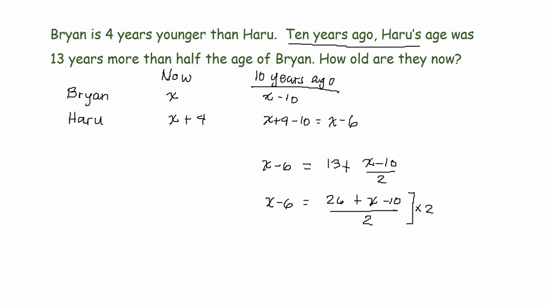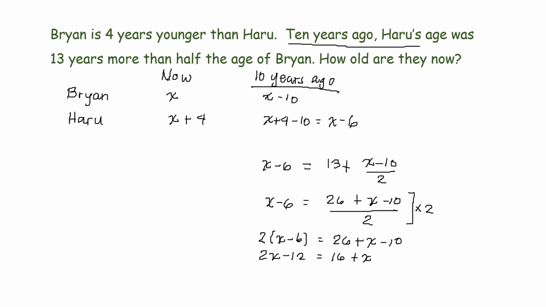So this is 2 times X minus 6. And if I multiply this entire thing by 2, this cancels out. So that's 26 plus X minus 10. Expand this, it's 2X minus 12. And this is 26 minus 10, which is 16, plus X.